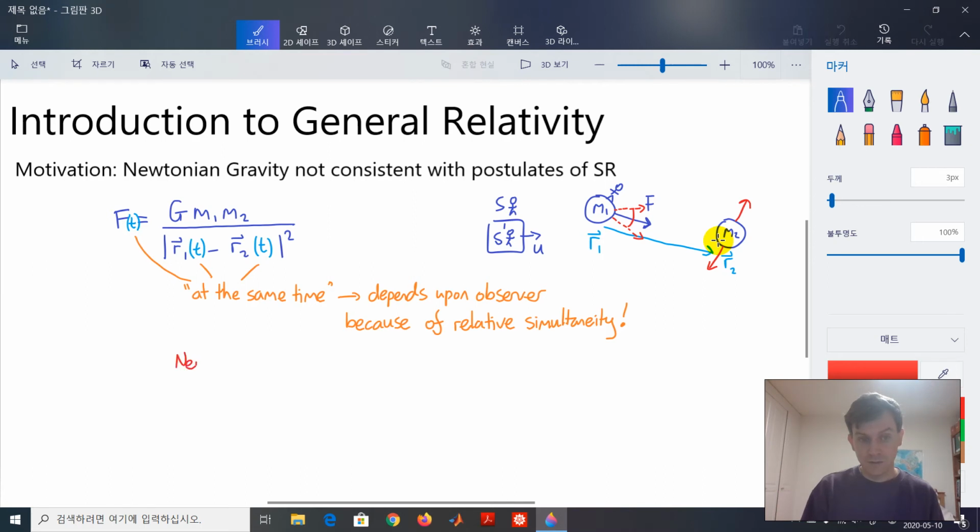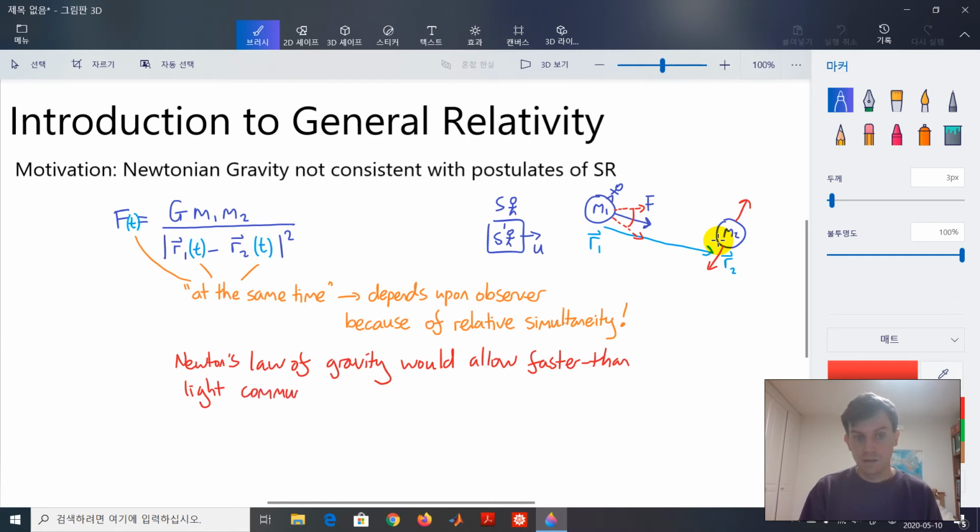So Newton's law of gravitation would allow faster than light communication, as I said, just by shaking a mass here, I can send a signal faster than the speed of light, and this is something that special relativity says is not okay. Okay, so that's another sign that Newton's law needs to be modified.